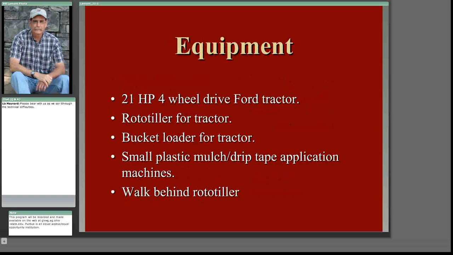Equipment. Our tunnels, we can flip the ends up and drive a tractor in, so we have a little 21 horsepower four-wheel drive tractor. That's how we do our rototilling, on the back of it. We have a bucket loader to move compost around in and out of the tunnels, and we have a small plastic mulch and drip irrigation applicator, and we have a walk-behind rototiller.